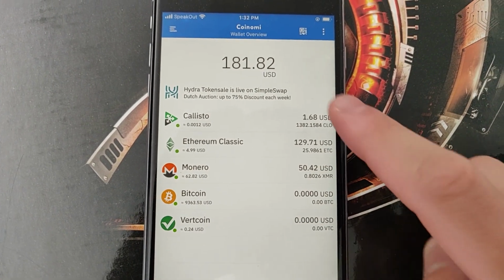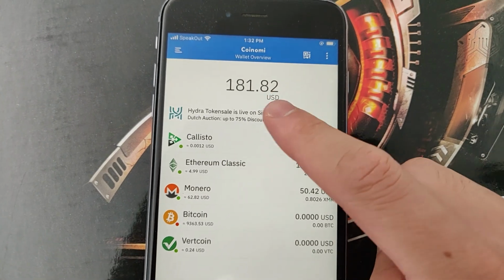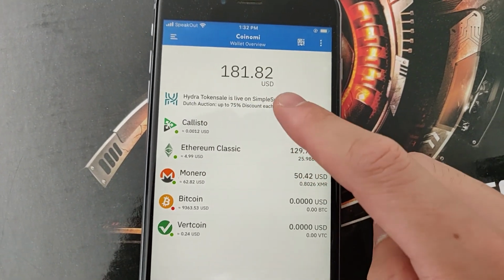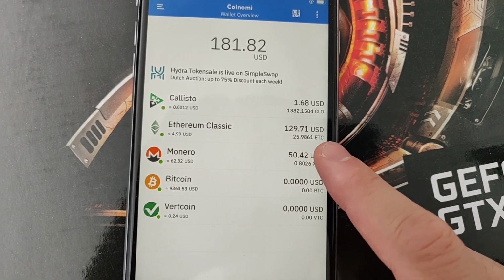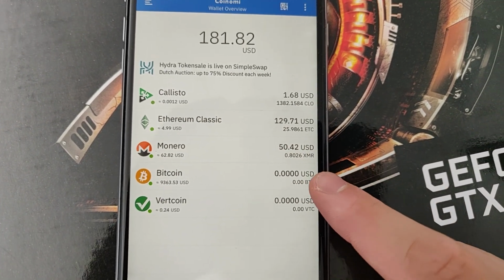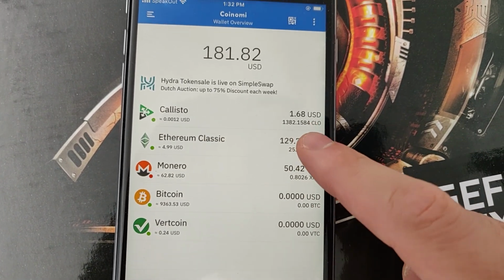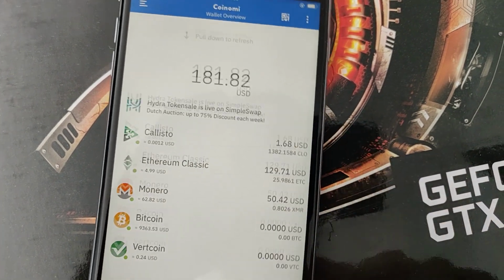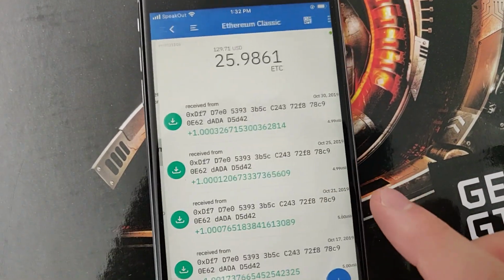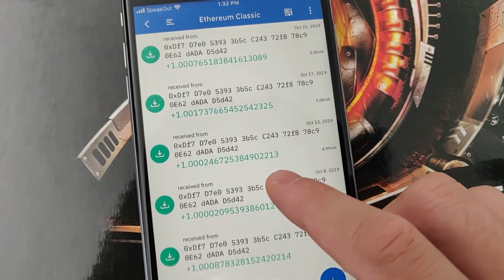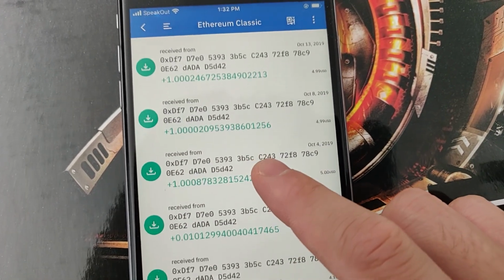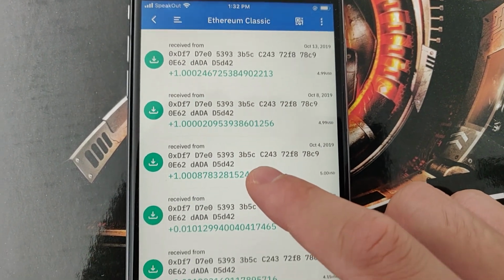But as you can see, as of right now, my whole wallet is worth about $181.82 USD. You guys can see I have about 26 Ethereum Classic, 0.8 Monero, and 1,382 Callisto. Pretty cool. You guys can see the Ethereum Classic that I was mining for the past month.